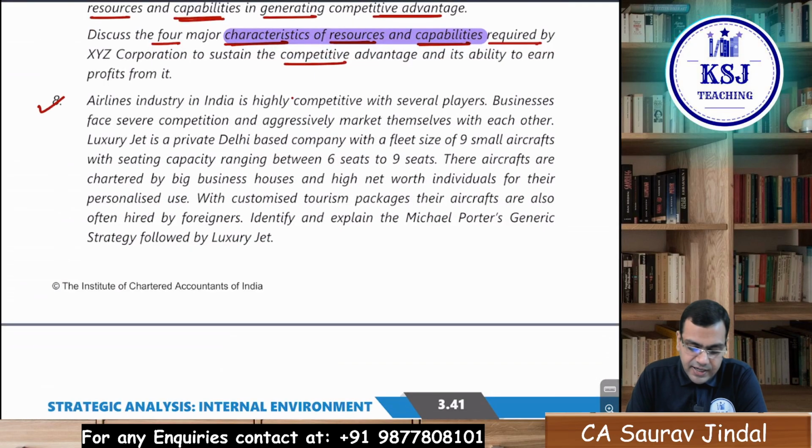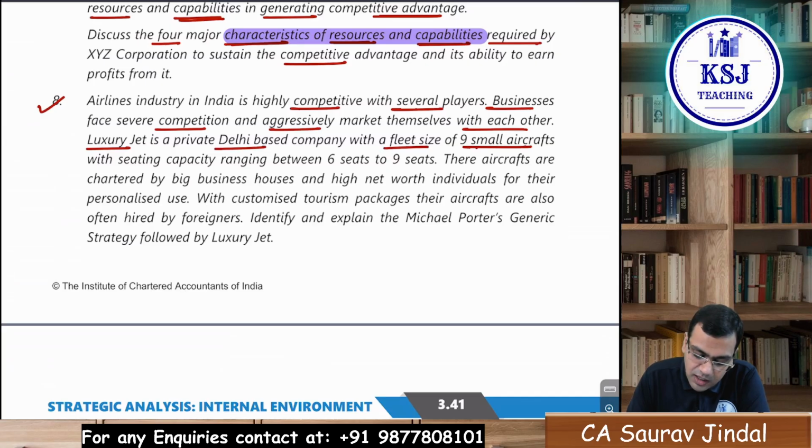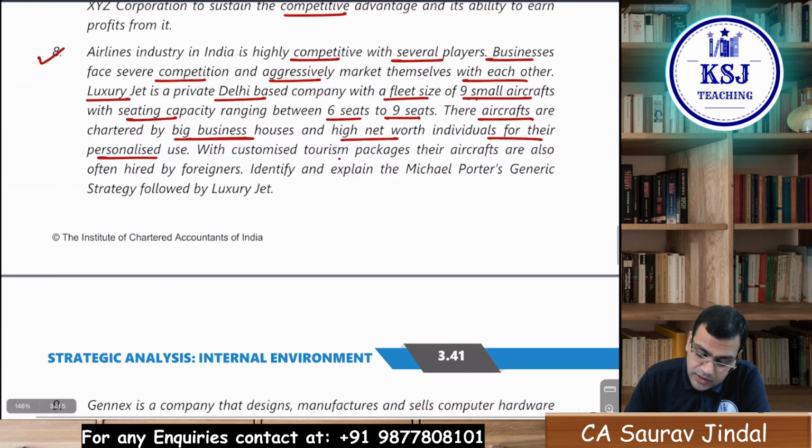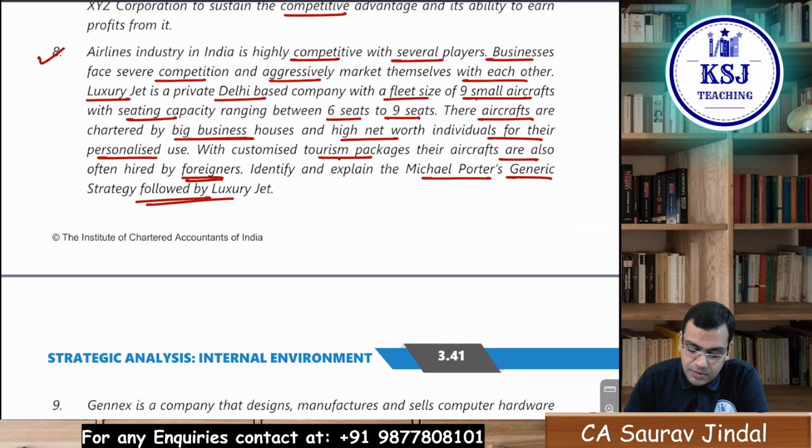Airlines industry in India is highly competitive with several players. The businesses face severe competition and aggressively market themselves against each other. Luxury Jet is a private Delhi-based company with a fleet size of 9 small aircraft with a seating capacity ranging from 6 seats to 9 seats. These aircraft are chartered by the big business houses and the high net worth individuals for their personalized use. With the customized tourism packages, their aircraft are also often hired by the foreigners. Identify and explain the Michael Porter's generic strategy followed by Luxury Jet.